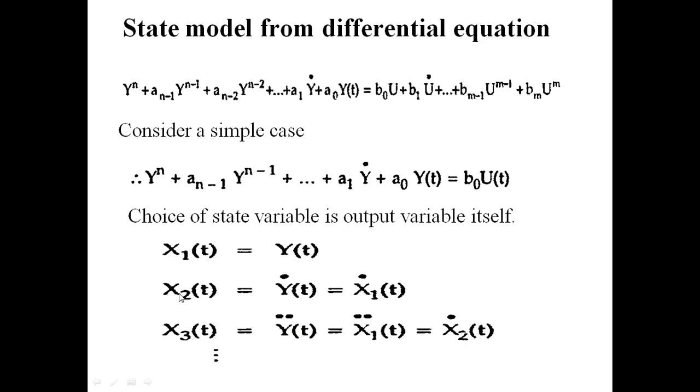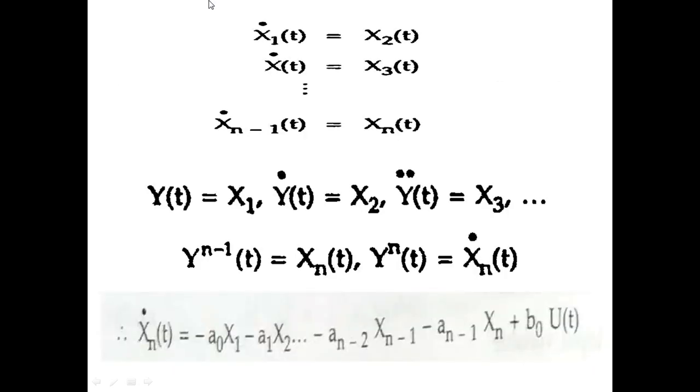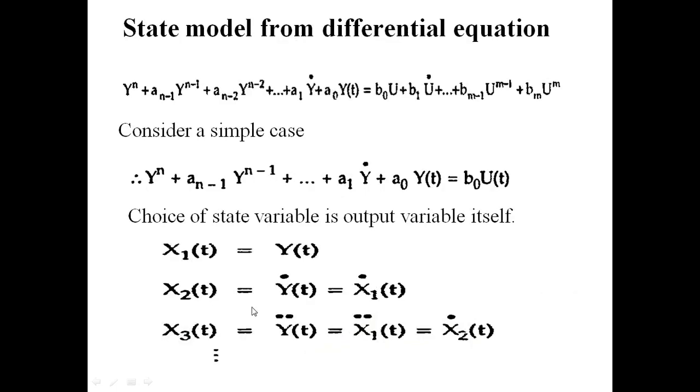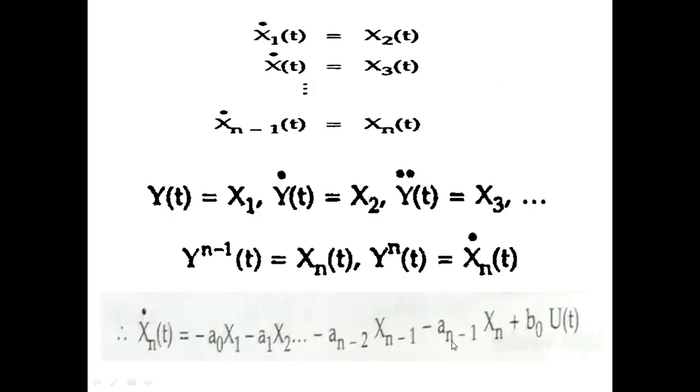So it will continue till the last term. x1 dash of t is nothing but x2 of t, right? x2 dash of t is nothing but x3 of t. See here, x2 of t is nothing but x1 dash of t, x3 of t is nothing but x2 dash of t. Sorry, this must be x2 dash of t. And this one is xn minus 1 dash of t, which is nothing but xn of t.